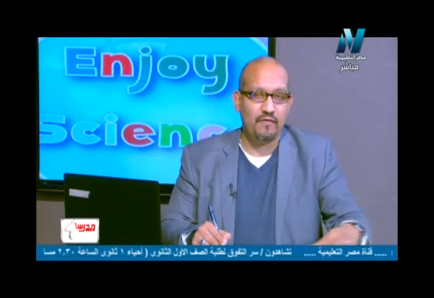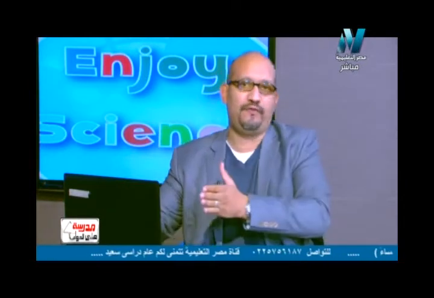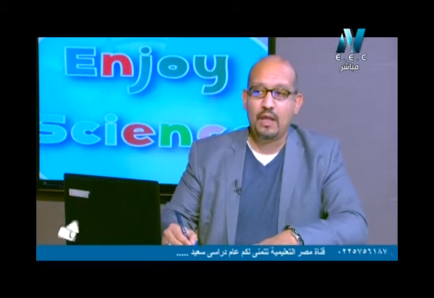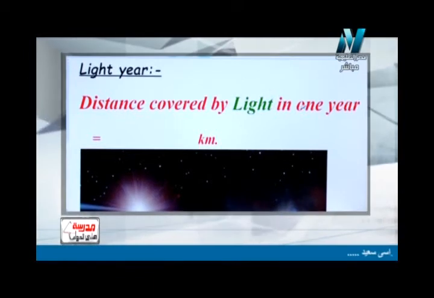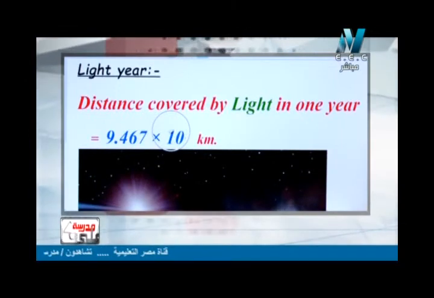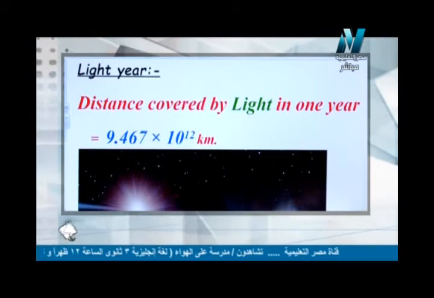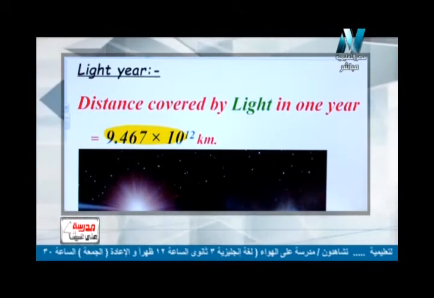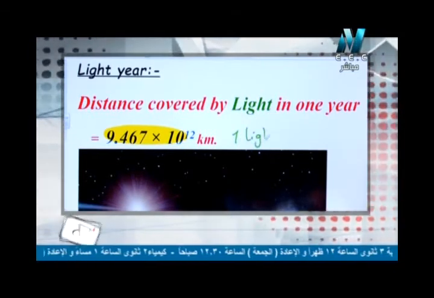And this distance covered by light in 1 year equals how many kilometers? It equals 9.467 times 10 to the power of 12 kilometers, meaning this number has 12 zeros after it. As we see here, the light year is what? The distance covered by light in 1 year. And it equals 9.467 times 10 to the power of 12 kilometers. This number equals 1 light year.